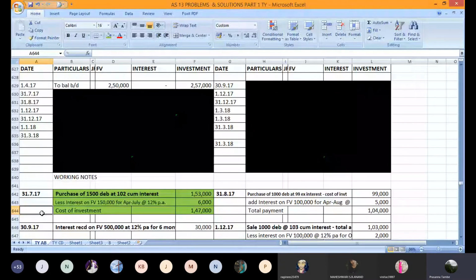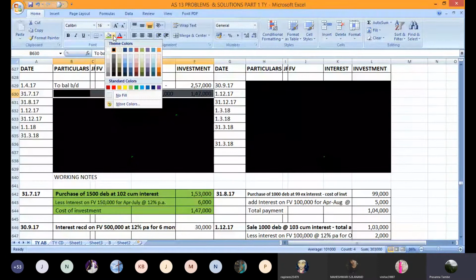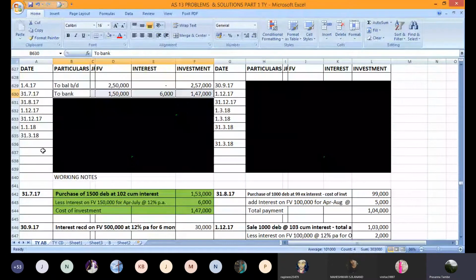So you can write down the working note, and simultaneously we'll post the entry on 31st July also. Write down the working note and then post the entry. The entry will be investment account debit 1,47,000, interest account debit 6,000, to bank account 1,53,000. Write down the entry and the working also, and then we'll think of the next transaction.